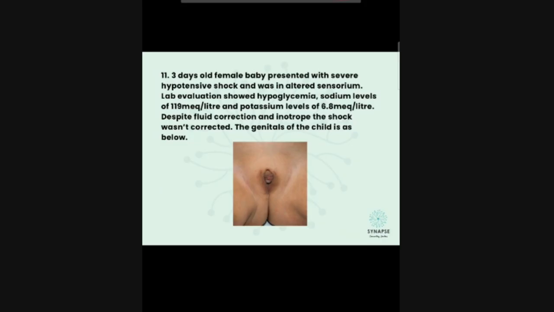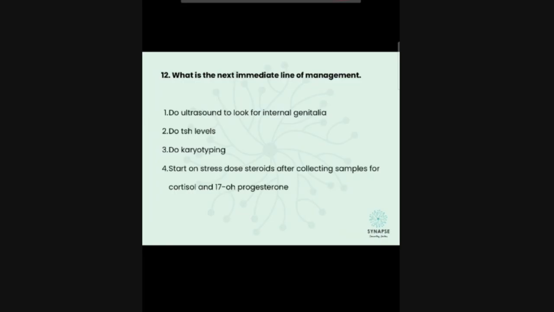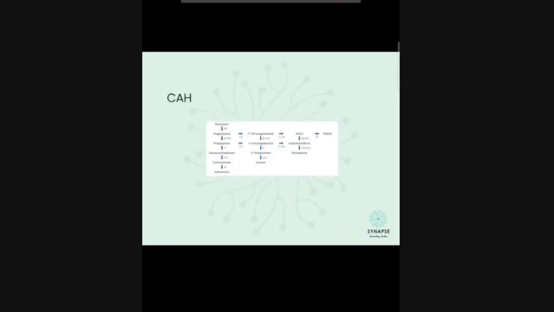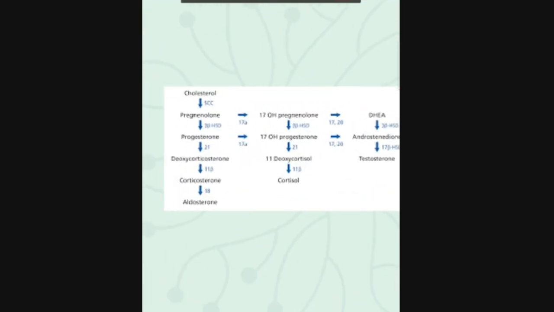The baby has metabolic acidosis; that point is not added in this question. The genitalia are ambiguous, like a virilized female genitalia. What will you do immediately? The next immediate line of management is that the child has to be stabilized. Airway, breathing, circulation always comes first. At this point, since there is refractory shock despite inotropes, I'm going to start stress dose steroids after collecting samples for cortisol and 17-hydroxyprogesterone. So it looks most like 21-alpha hydroxylase deficiency. So what deficiency will there be in 21-alpha hydroxylase deficiency?